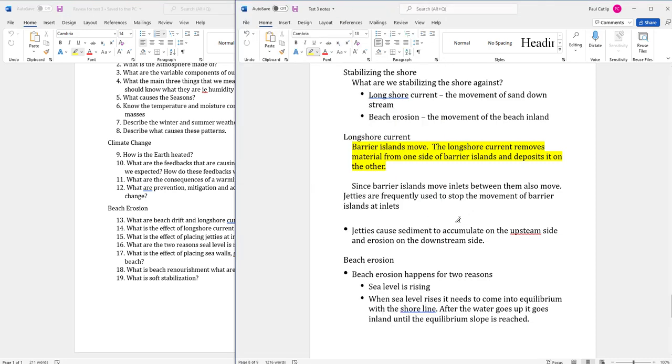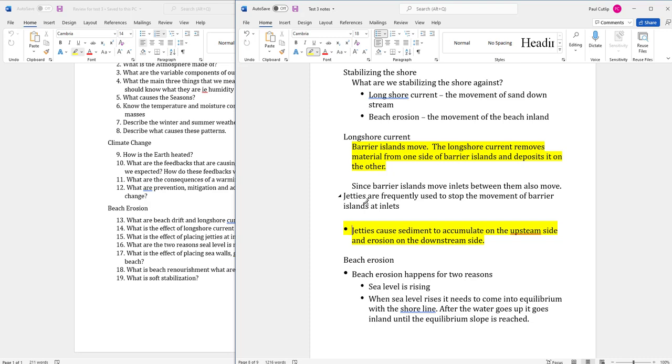Placing jetties at inlets, right? So in order to stop that movement, we build walls out into the water called jetties. Usually we just pile up rock out into the water. That's a jetty. That stops the longshore current. And so what ends up happening is you end up depositing sediment on the upstream side of that jetty, right? The problem is on the downstream side, where your beach is suddenly starved for sand, right? And so you get erosion on that downstream side.